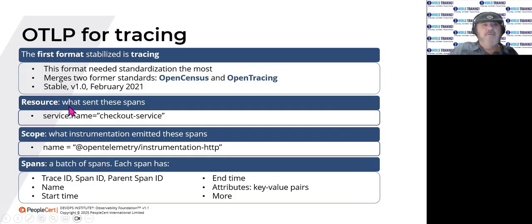It supports a resource, which is what sent these spans. The service name could be, for example, checkout service. The scope is what instrumentation emitted those spans, for example, the name. OpenTelemetry instrumentation HTTP would be an example of scope. Then spans, a span of spans, so you have multiple spans involved in a complete trace. Each span has trace ID, span ID, parent span ID, the name, span start time, end time, various attributes, and you can have more data as relevant for the particular span.